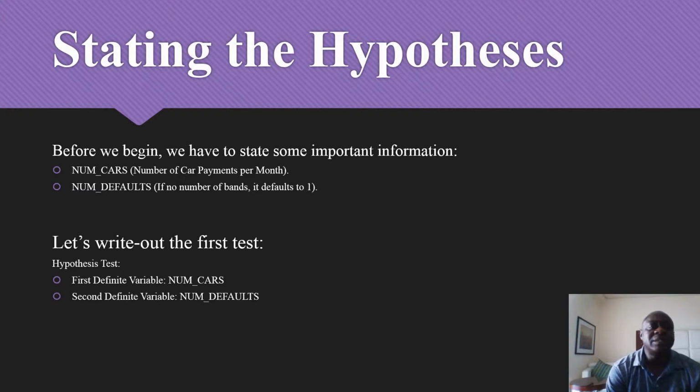Stating the hypothesis. Before we begin, we have to state some important information. The norm cars is the number of car payments per month. The norm default is if no number of bands, if detail defaults to 1. Let's write out the first test.